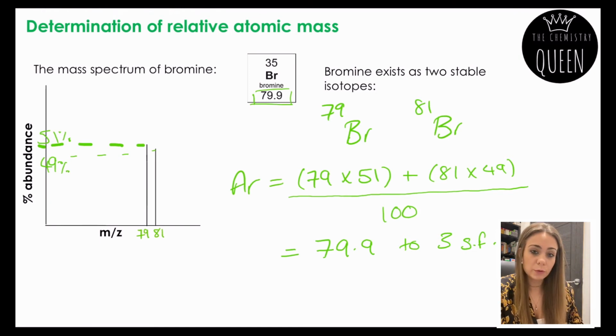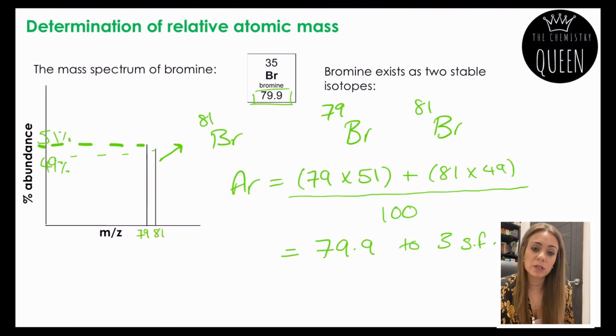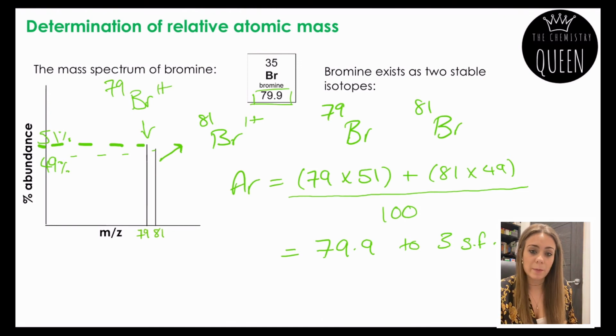You could also be asked in a question to write the ions that are responsible for those two peaks. So how would you do that? Well, the one at 81, the ion that's responsible is obviously going to be Br81, but remember they are positively charged ions because they've been ionized in the mass spectrometer. So it's going to be Br81, 1 plus is responsible for that peak. And for the second peak here at 79, it's going to be Br79, 1 plus that's responsible for that peak. So when you're writing down the species that give rise to those peaks, don't forget to include the positive charge.